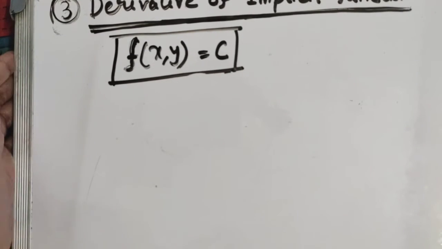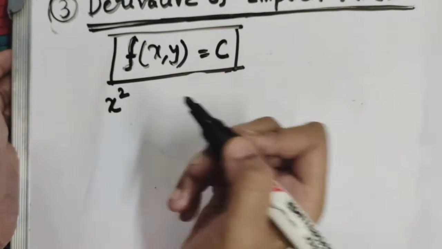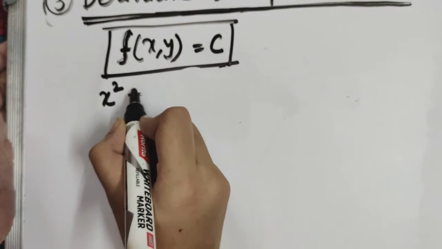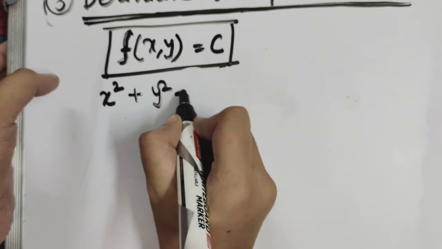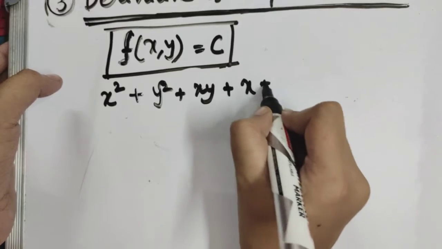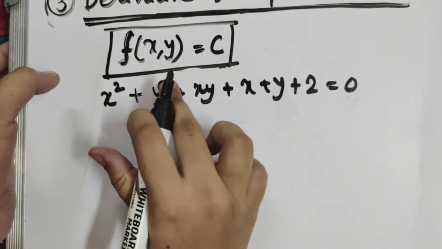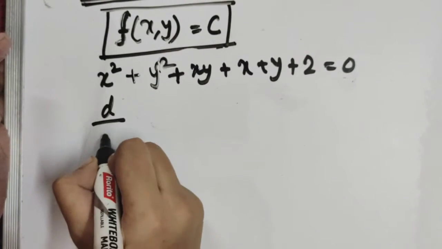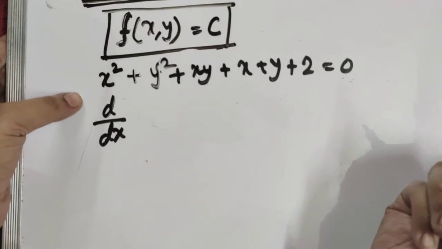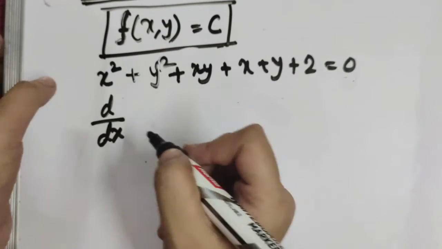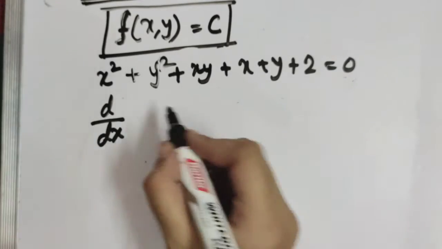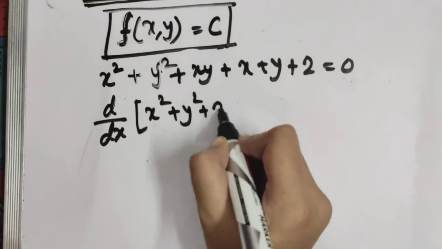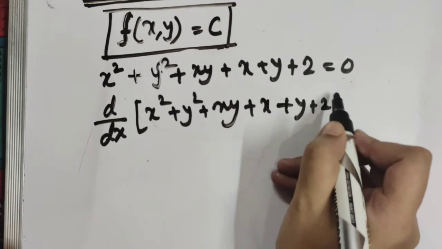So let's take an example. We will go through the derivative of implicit function with an example. Let's say our example is x square plus y square plus xy plus x plus y plus 2 equals to 0. So how can we derive its derivative? First of all, we have to take the derivative with respect to x, that means d/dx of this whole function: x square plus y square plus xy plus x plus y plus 2 equals to 0.